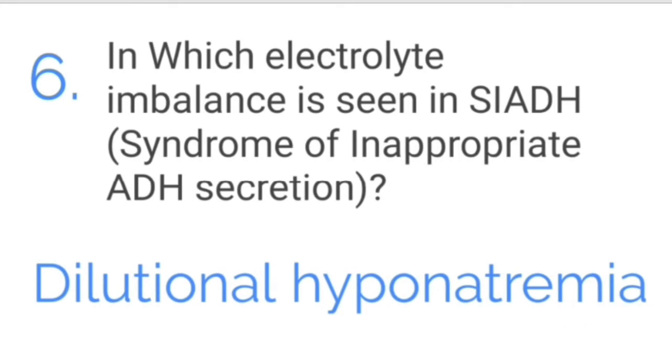Which electrolyte imbalance is seen in SIADH, or syndrome of inappropriate ADH secretion? Dilutional hyponatremia.